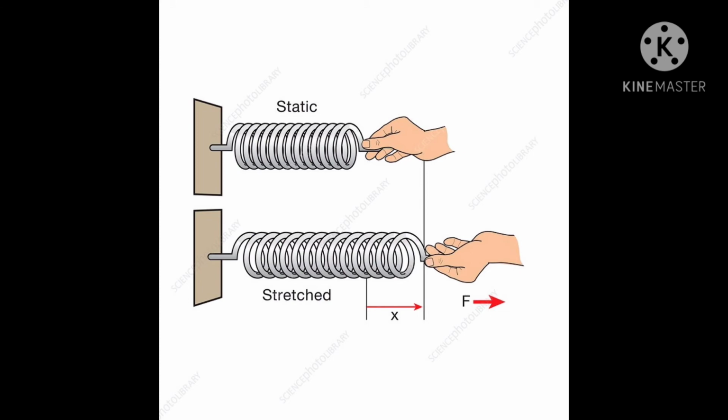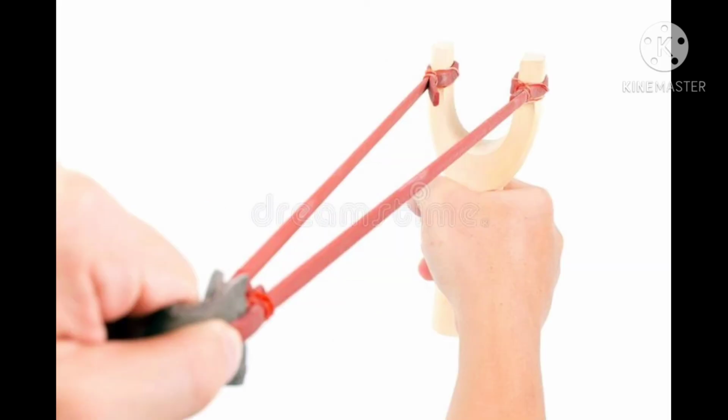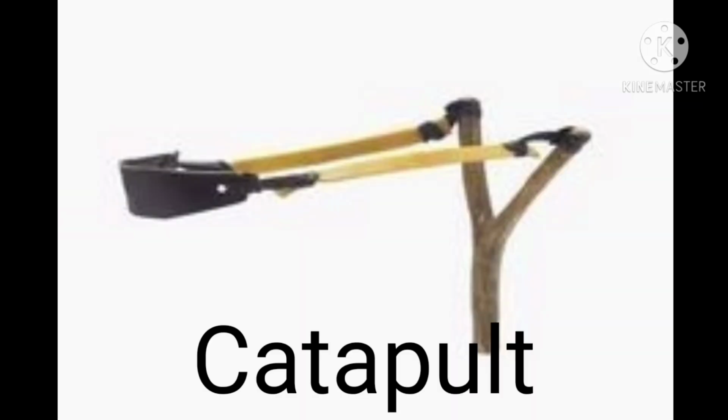Children, what do you see in this picture? A man is applying his force to stretch the spring, and when he leaves the spring, it comes back to its original shape. So, anything deformed tries to regain its original shape, and this is due to elastic force. Children, this happens with a catapult also; due to elastic force it gets deformed, and when it is released, it comes back to its original shape.